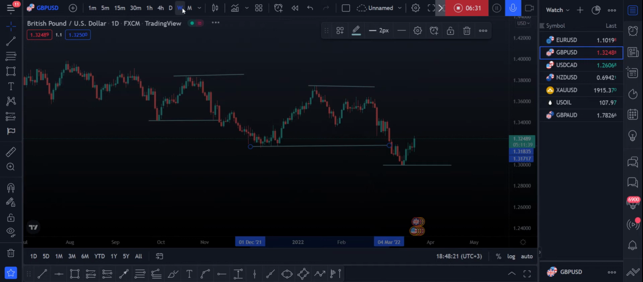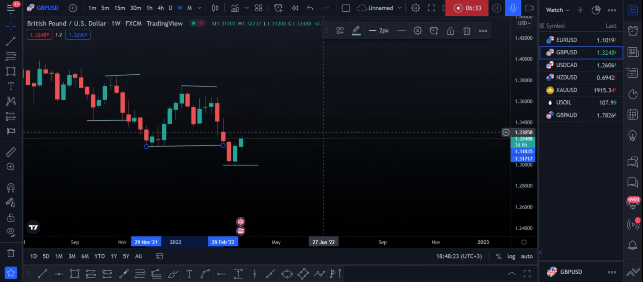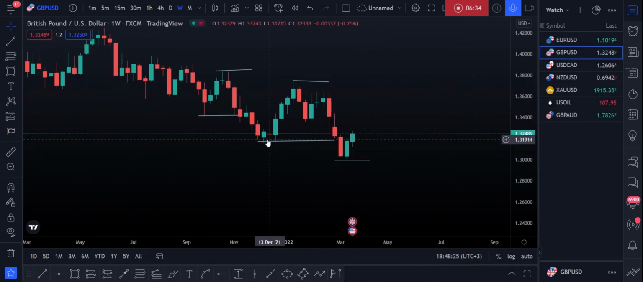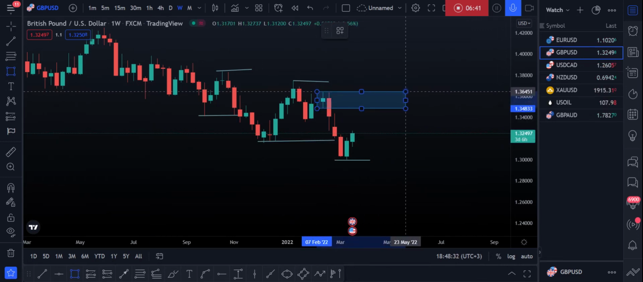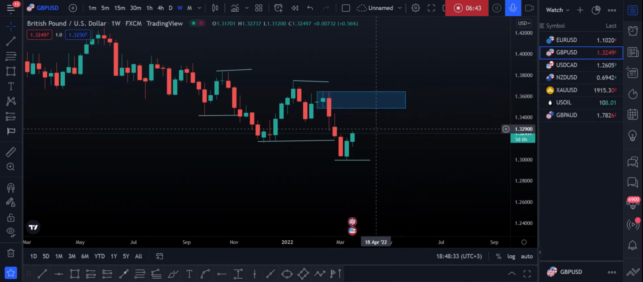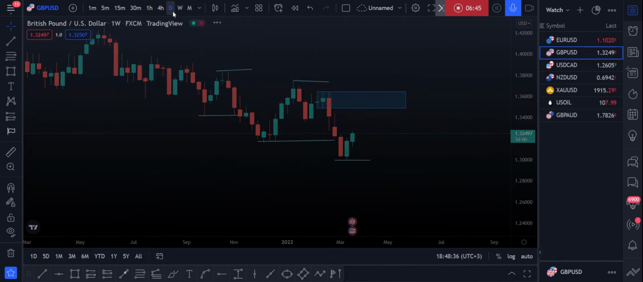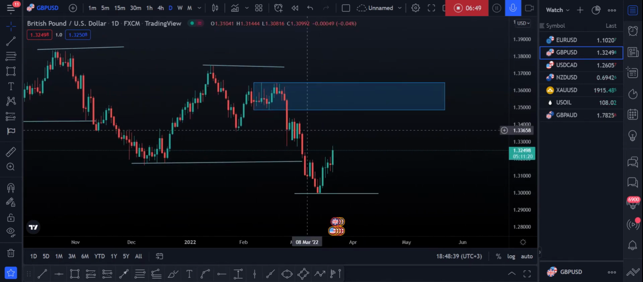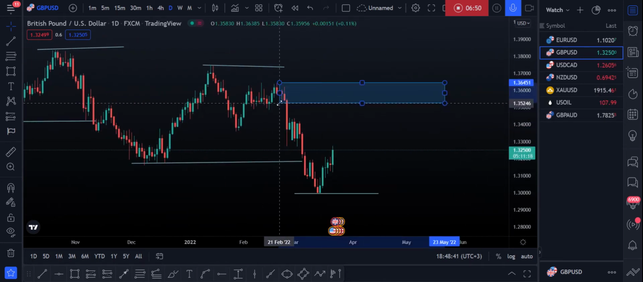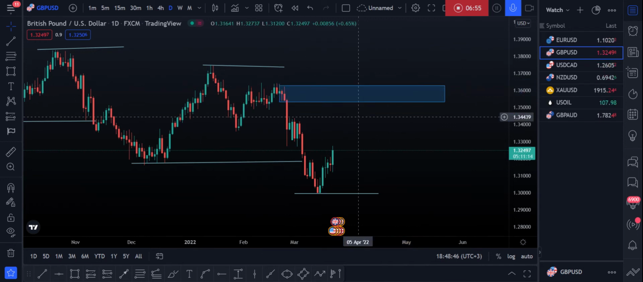We can now go to the weekly and look at the zone responsible for the break of structure. So going to the weekly, we can clearly see that the zone that was responsible for the break of structure is up here. So we go back to the daily and refine the zone. So we can see this is a zone.